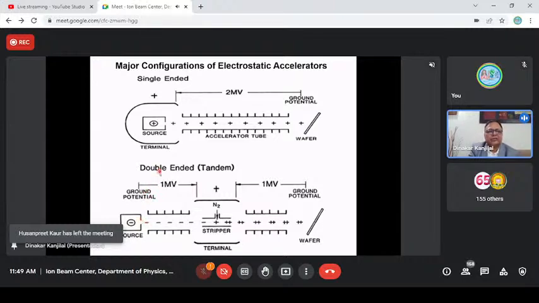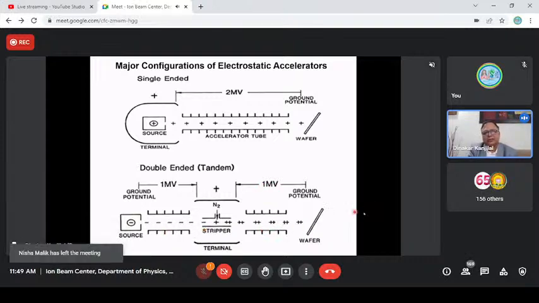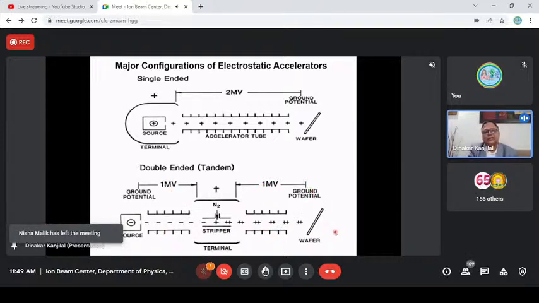So 1 electron is given 1 MeV, then the 2 electrons of the helium are stripped out. So 2 plus, another 1 MeV into 2, that is 2, so 1 plus 2, 3 MeV comes out. So with half the potential, you get 3 times the energy. So that is the beauty of that tandem. Tandem gives flexibility, the ion source is outside, and so on. So this is a great development.